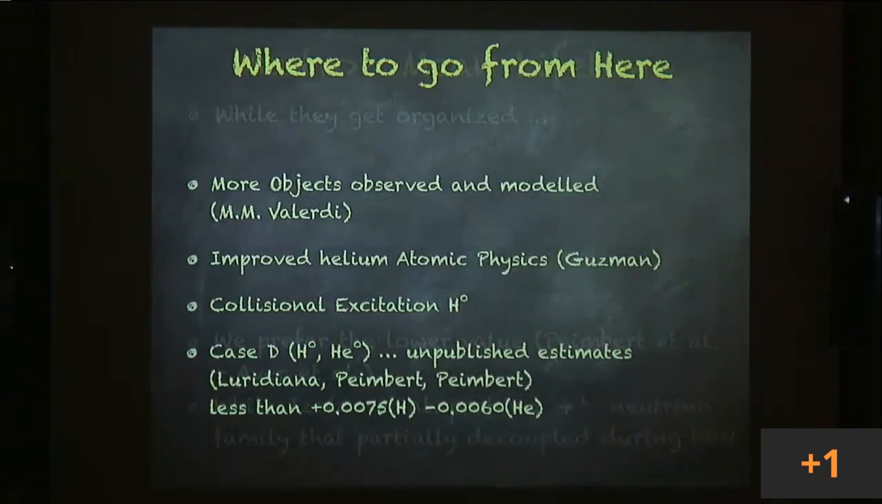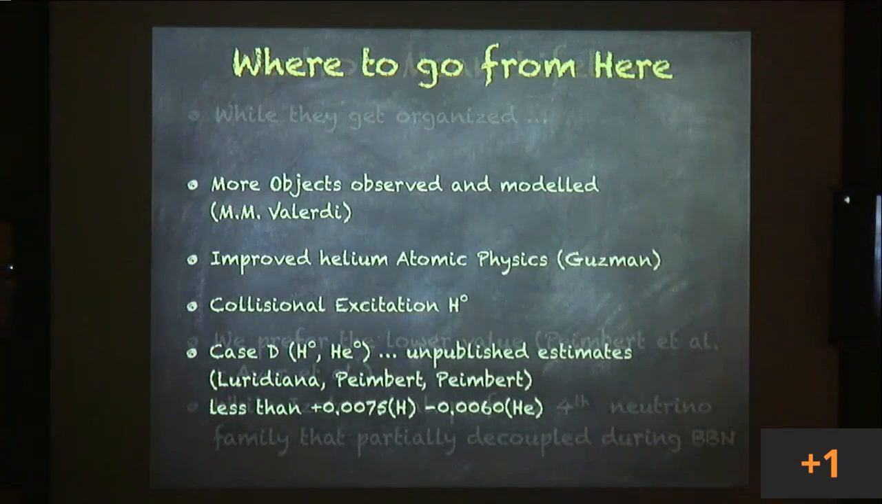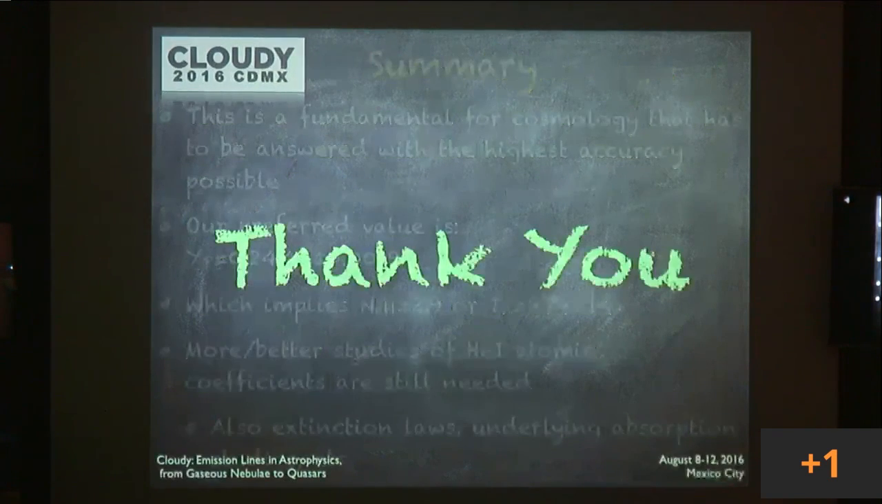Anyway, where do we go from here? We want more objects to be observed and modeled with very good precision, not just adding them carelessly. We want improved atomic physics, so maybe there will be smaller error bars in the near future. And we want to study both the collisional excitation of the Balmer lines as well as starlight fluorescence of both hydrogen and helium lines. So thank you very much.